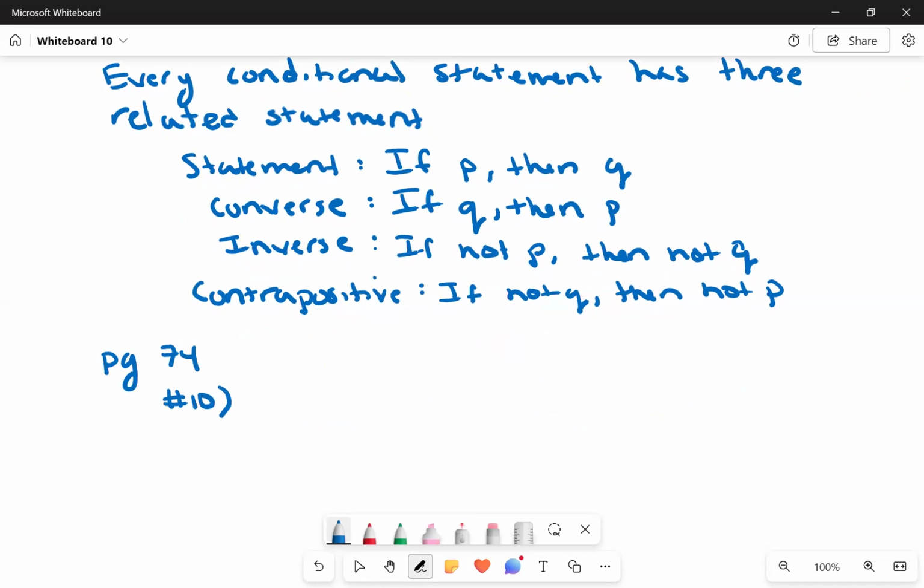Okay, so I'm going to read the statement, but then we're going to write the converse, inverse, and contrapositive of it. So the original statement was, if the weather is fair, the opera will be sold out. Okay, so let's write the converse of that statement. So the converse is taking the conclusion first. So if the opera is sold out, sorry about my dog. If the opera is sold out, then the weather is fair.